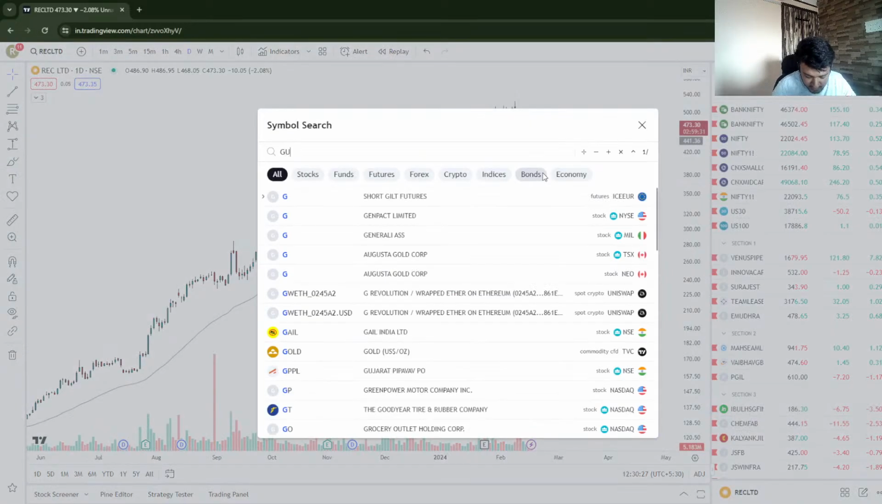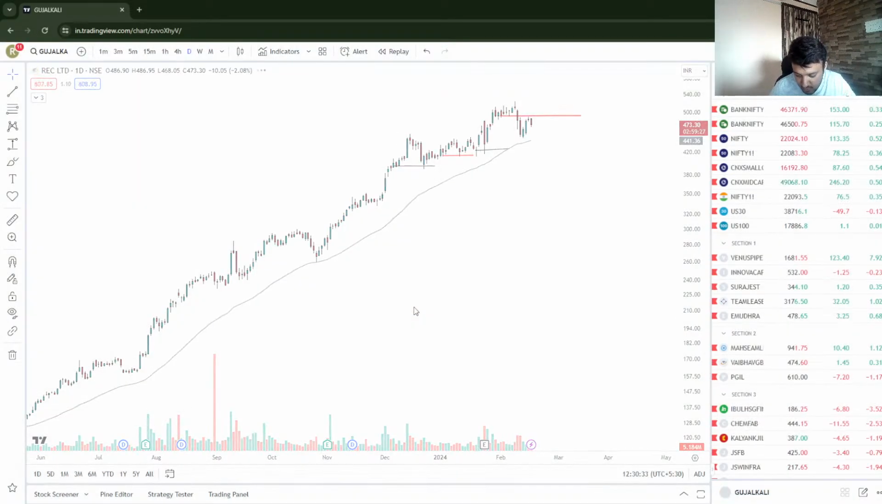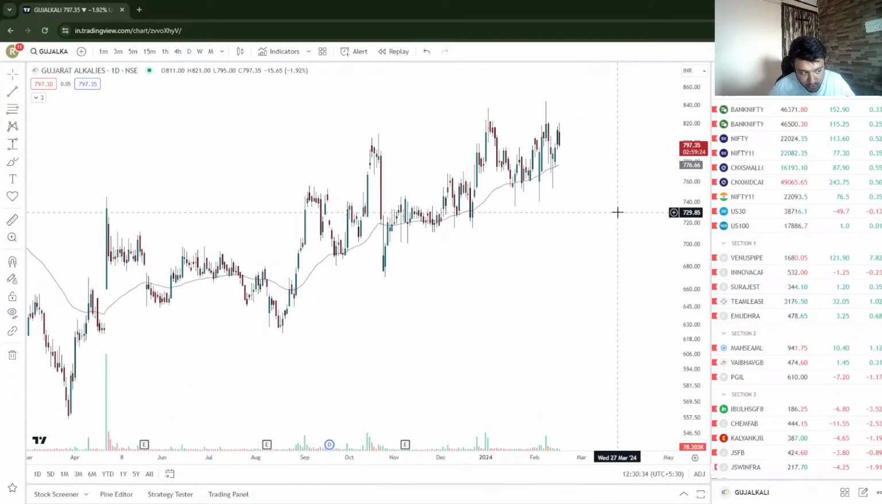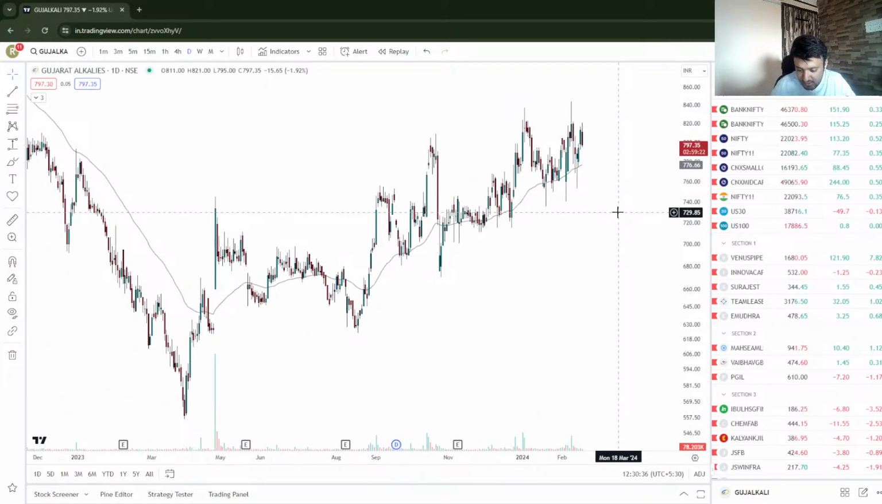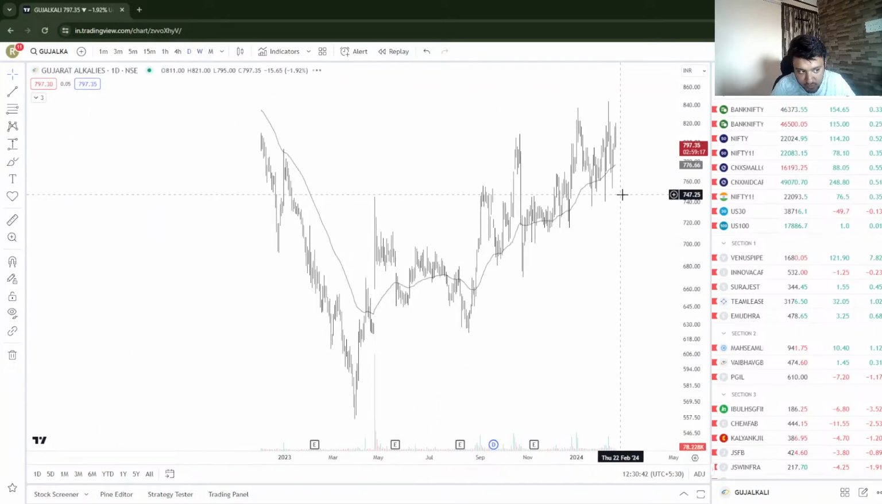Gujarat Alkalis. Again, guys, whatever I'm talking about, don't buy it or don't recommend it to anyone. All right. I can exit these stocks anytime and you wouldn't know. So don't do that.